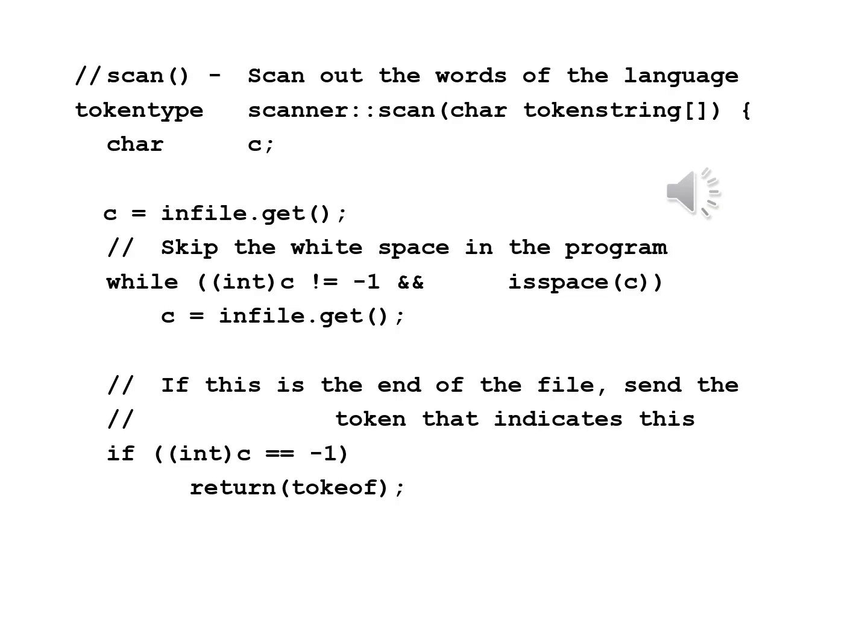When we go to scan for the next token, you'll notice that we have one parameter here, the token string. Writing it this way allows us to return the token as the result of the method, but at the same time, passing by reference, we can also return the token string because there will be a need to make use of it for other things.